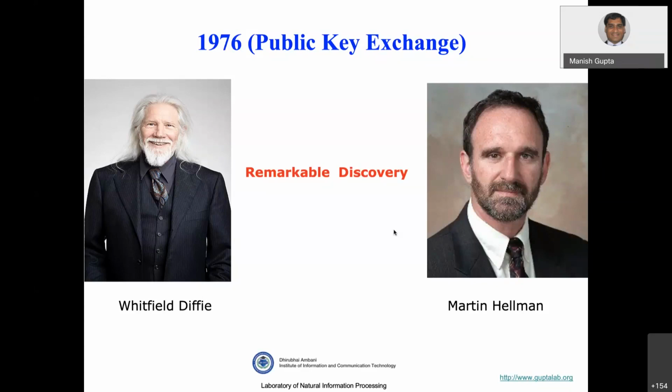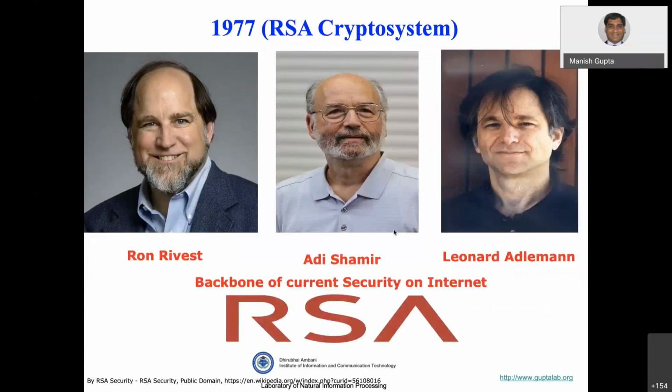This is the idea behind the public key crypto system. This idea evolved into the public key crypto system, but in a slightly different way. This crypto system was designed by Rivest, Shamir, and Adleman. Rivest was a professor at MIT. Shamir was also working with Rivest, and the system was tested by Adleman, who later also discovered DNA computing. The RSA crypto system is really the backbone of current security on the internet.